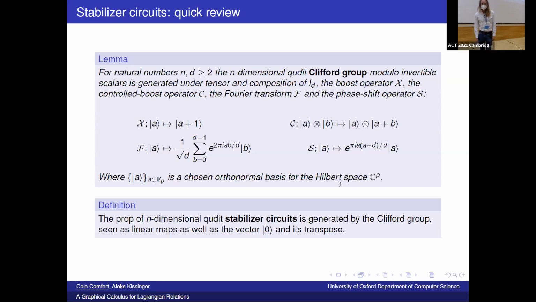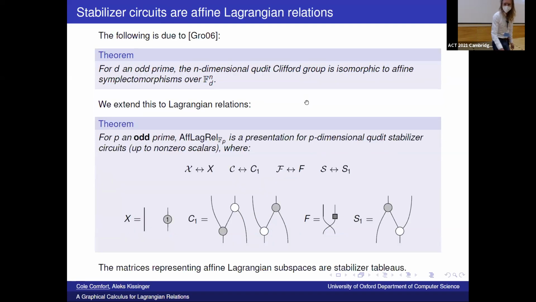And one says that stabilizer circuits are just the subcategory of matrices generated by the Clifford group, as well as vectors in the computational basis and their transposes. In fact, in the odd prime dimensional case, the Clifford group is, up to scalars, isomorphic to the affine symplectomorphisms over F_d to the power of n. And just in the same way that Lagrangian relations generalize symplectomorphisms, affine Lagrangian relations generalize affine symplectomorphisms. So we can translate these things to each other.